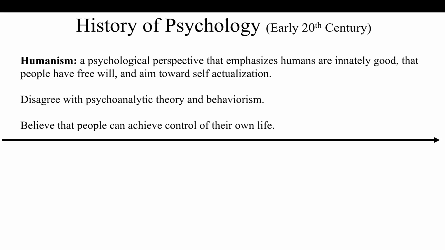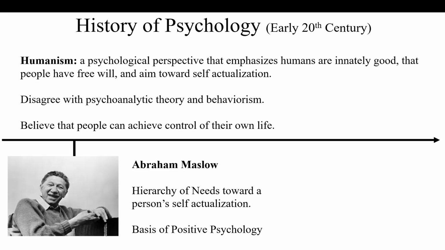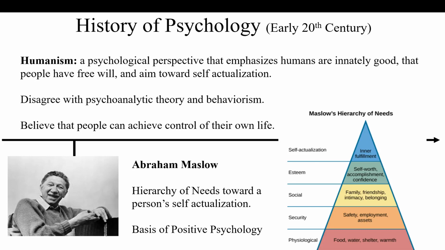And humanism is a psychological perspective that emphasizes humans are innately good, that people have free will, and they could aim towards self-actualization. One notable humanist was Abraham Maslow, who introduced the hierarchy of needs, such that as long as a person's basic survival needs are met, their higher level needs would motivate them to reach self-actualization. And we'll discuss more Maslow and his hierarchy in Chapter 10.